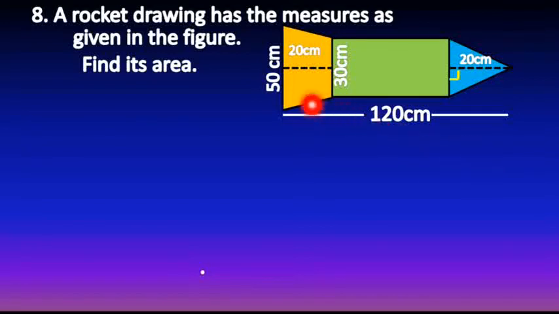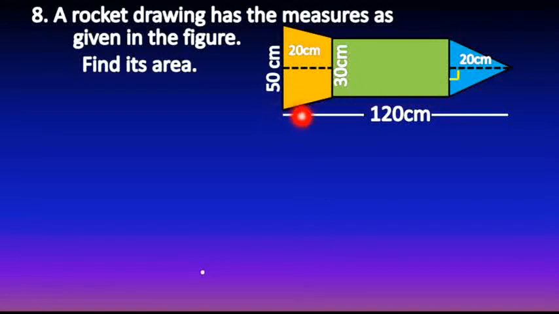You can see the total length of the rocket is 120 centimeters. And you can see three shapes in this rocket. This is a trapezium shape, this is a rectangle, and this is a triangle. So it is made up of three shapes: trapezium, rectangle and triangle. We have to find the area of this rocket drawing. So to find it, we have to find the area of the trapezium, the area of the rectangle and the area of this triangle.